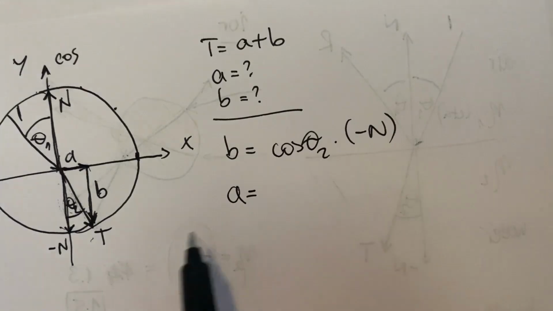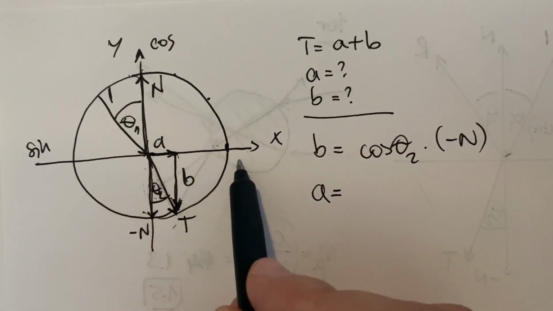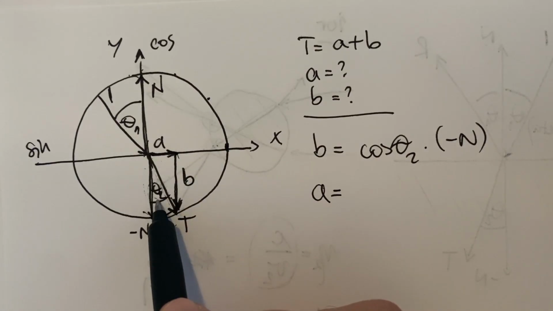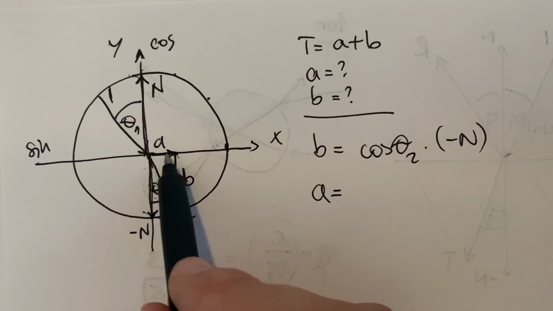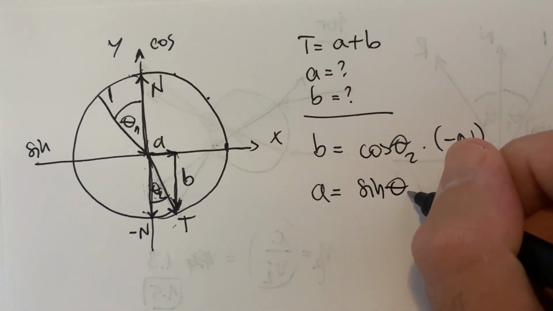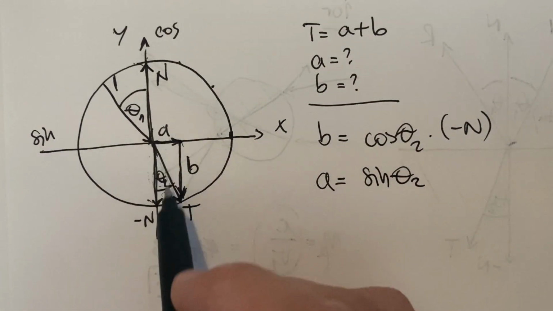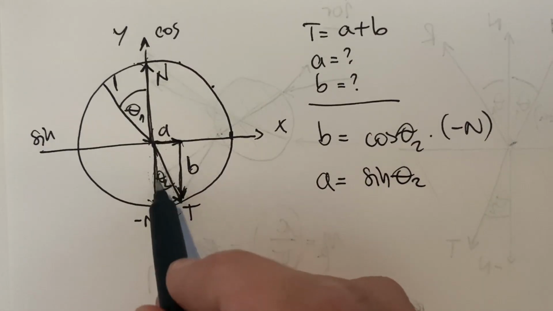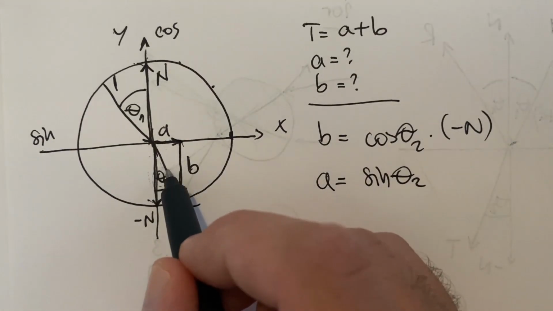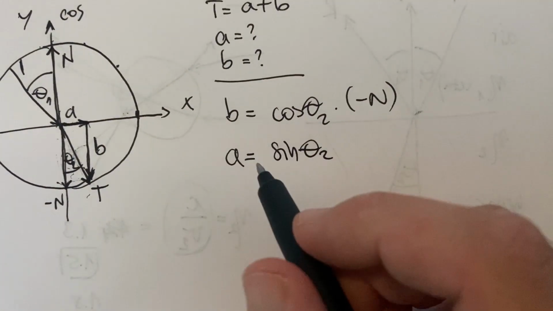Let's go further. A is lying on the sinus axis of this one, which means if you take this angle and do a sinus of it, you should be getting the length of this thing. So you have sinus theta 2. A also lies here. So it doesn't really matter where you place it. Sinus of this angle is going to give you this, because this angle over here is the same angle. Just so you don't get confused.